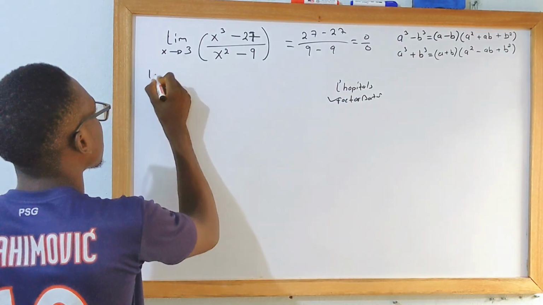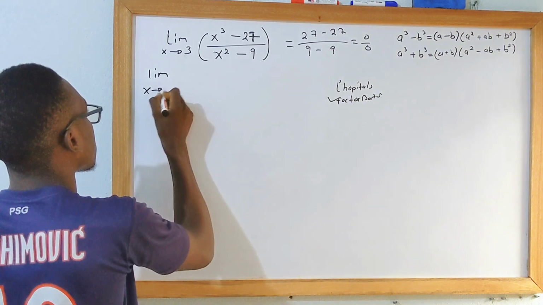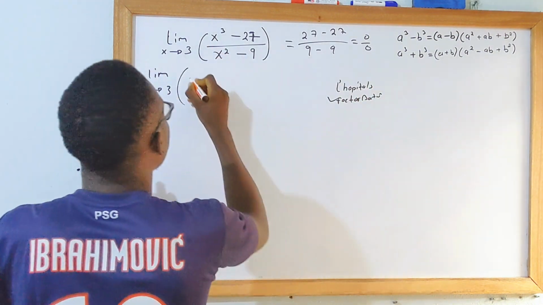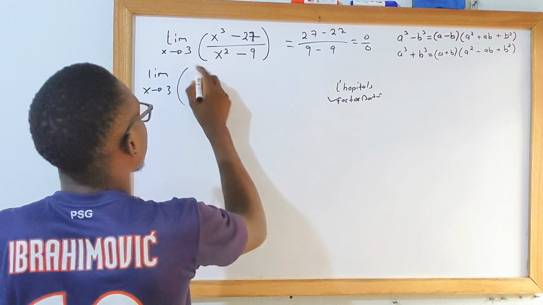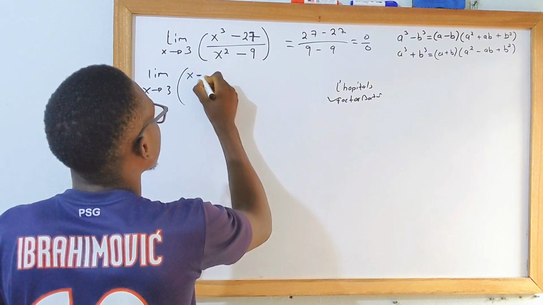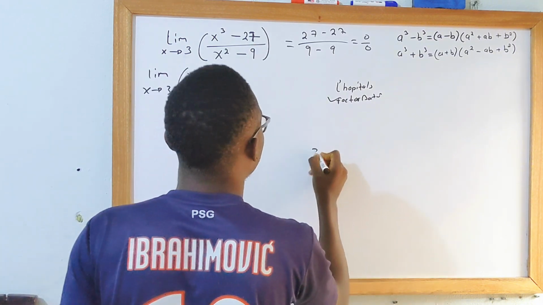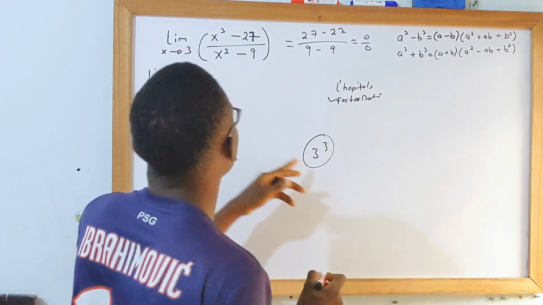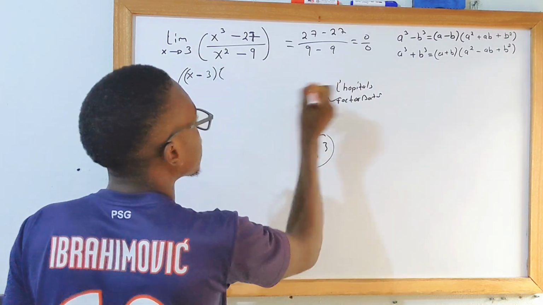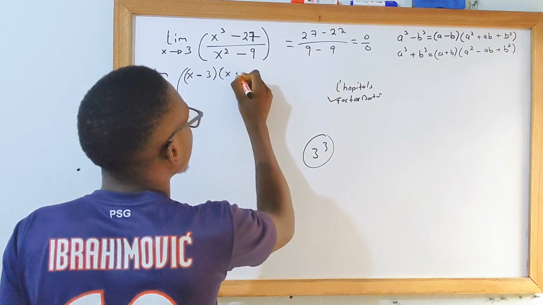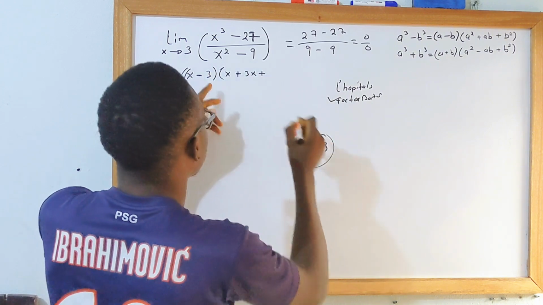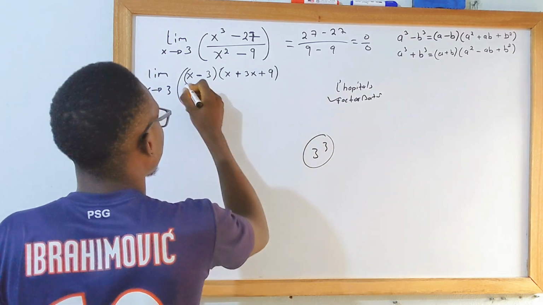Hence, that will be the limit as x tends to 3 of, you start with a cubed, that is x, minus b, because b cubed is 3 cubed, which gives 27. Here we have 3, that is b, times a squared, that is x squared, plus ab, that is 3x, plus b squared, that is 9. Okay, here is what we're going to be having.